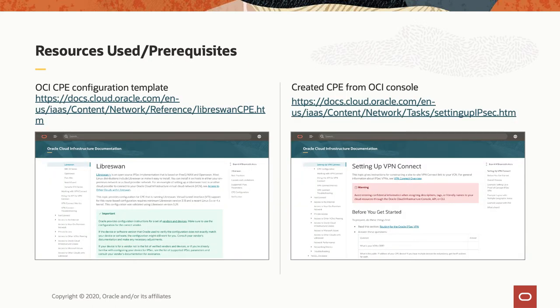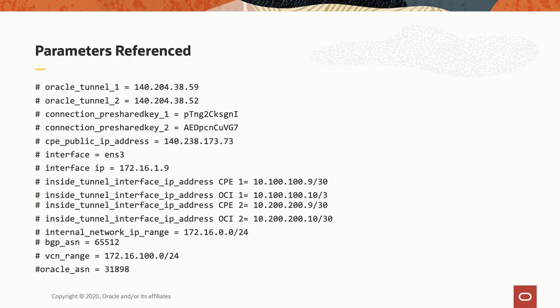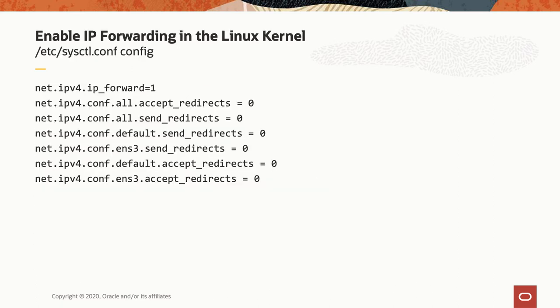For creating this video, I use the following resources: the Libreswan CPE configuration template that can be found on the Oracle Cloud Infrastructure documentation portal. I have already configured Oracle Cloud Infrastructure using the documentation provided on the portal. After all the configuration was done on Oracle Cloud Infrastructure, I brought together the following information necessary for the correct configuration of Libreswan.